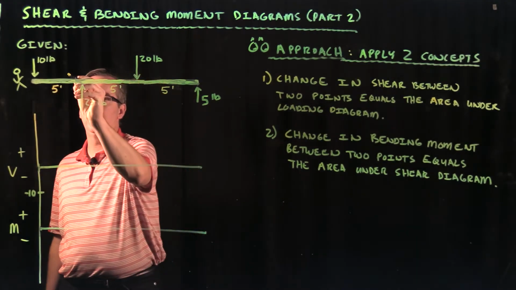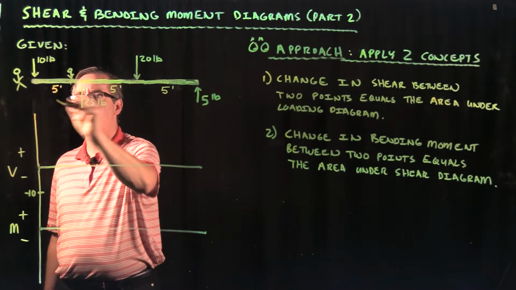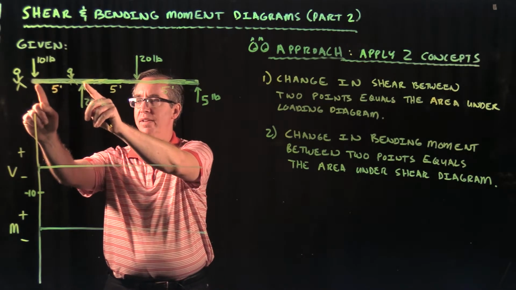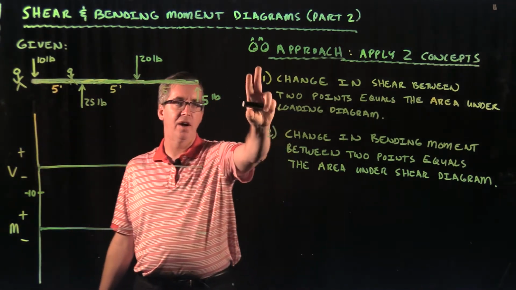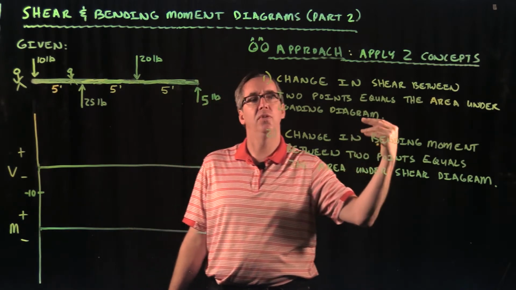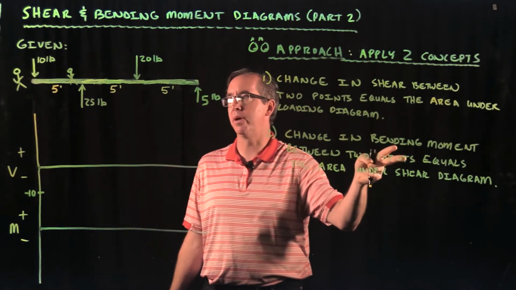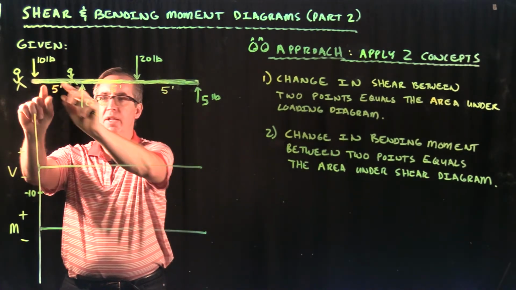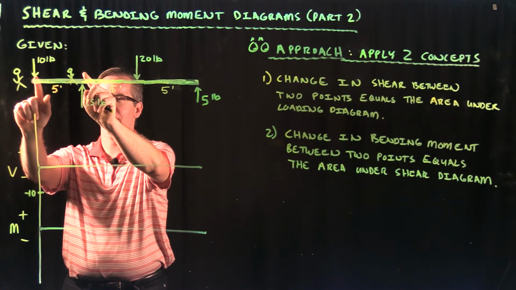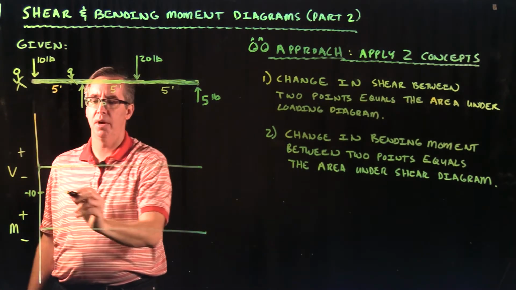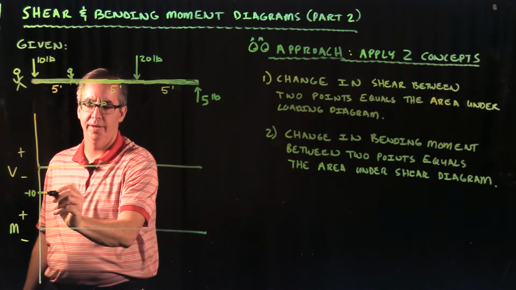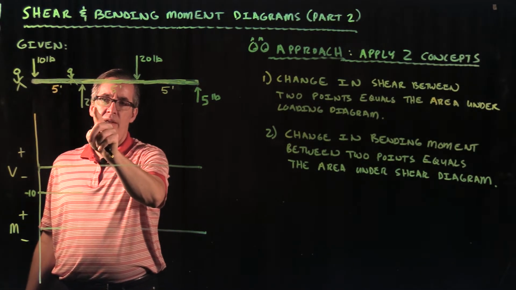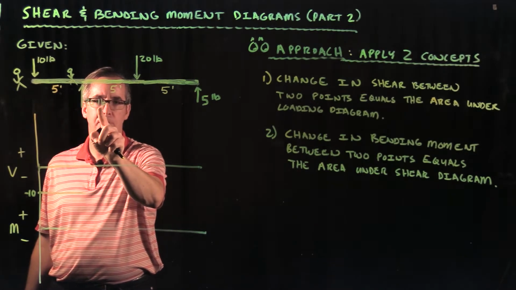Now, as he walks his way across the beam, we want to know how shear varies from, for example, x equals 0 to a distance of x equals 5. We see from the first concept that the change in shear between 2 points is equal to the area under the loading diagram between those points. Moving from the 10-pound load to the 25-pound reaction, there is no loading area here. We just have 2 point loads. So the shear is going to be constant as he walks all the way across to a distance of 5, in which he encounters his 25-pound load.